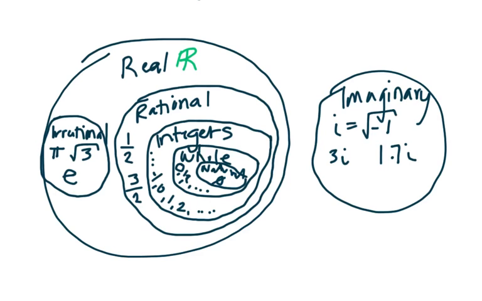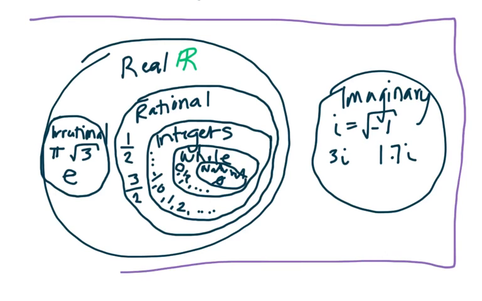Okay, there we go. So, within all of this is the fact that both of these together, a real number plus a complex number, or imaginary number, sorry, makes what we are calling the complex number system.